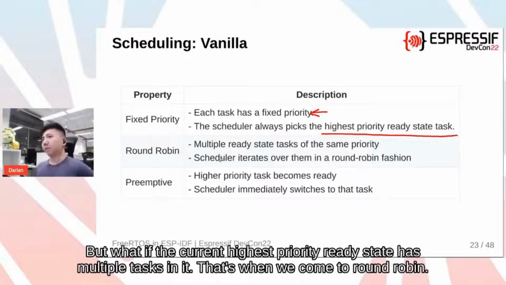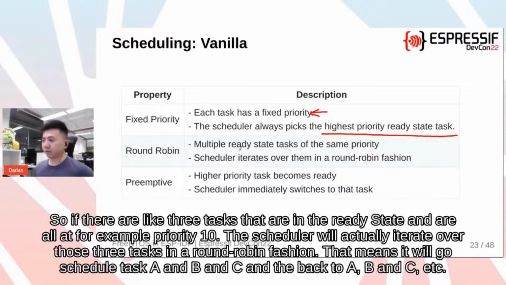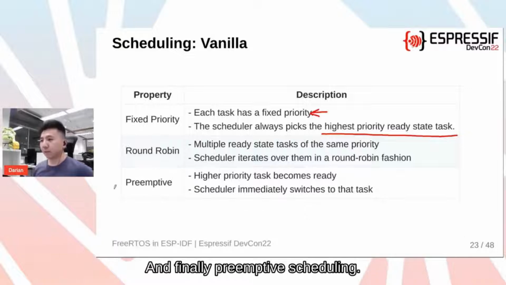But what if the current highest priority ready state has multiple tasks in it? Then that's where we come to round robin. If there are 3 tasks in the ready state and all of, for example, priority 10, then the scheduler will iterate over those 3 tasks in a round robin fashion. That means it'll schedule task A, then B, then C, and then back to A, B, and C, etc.